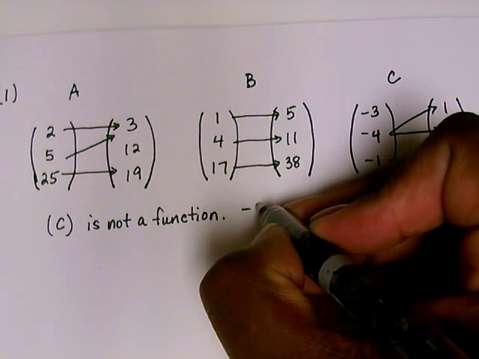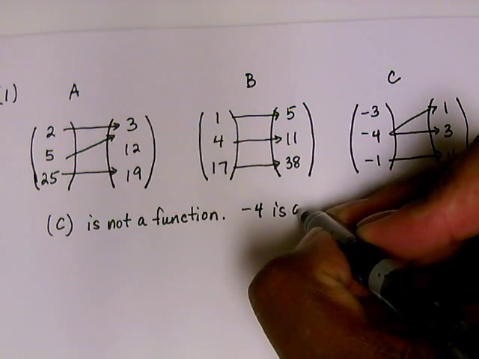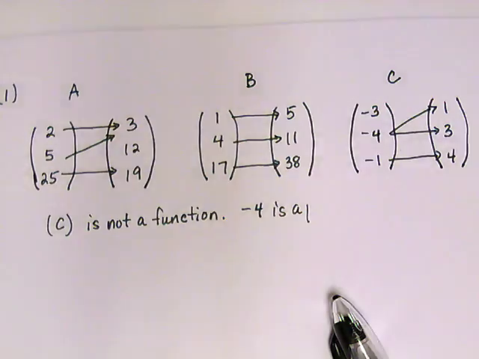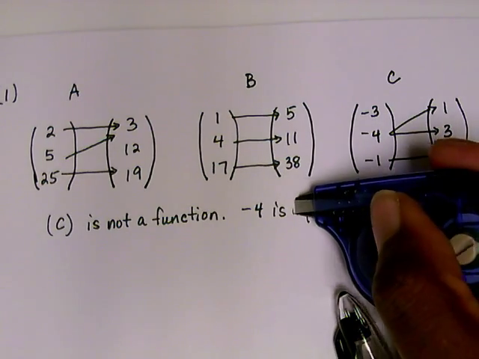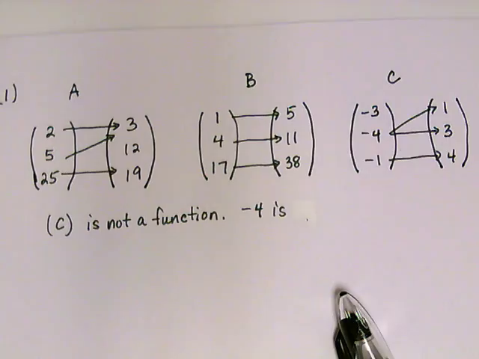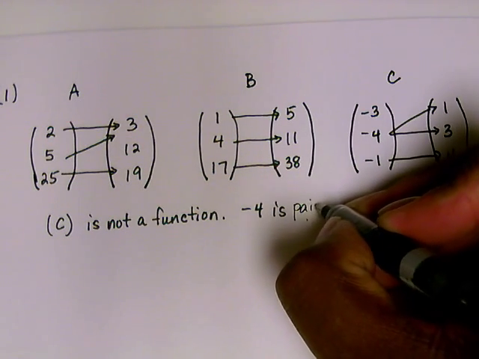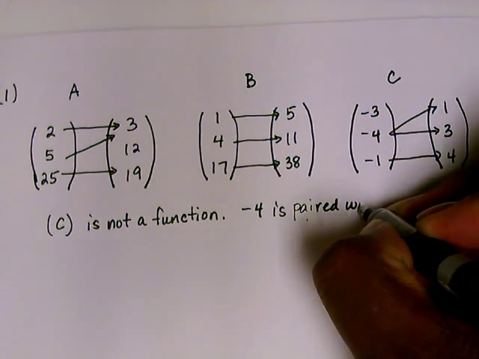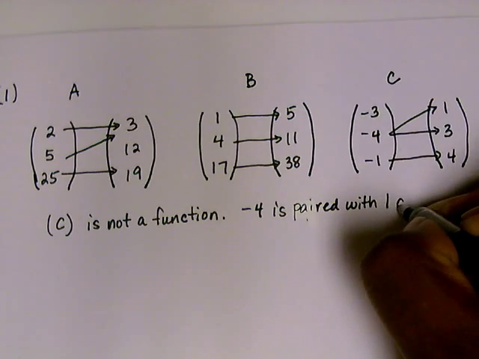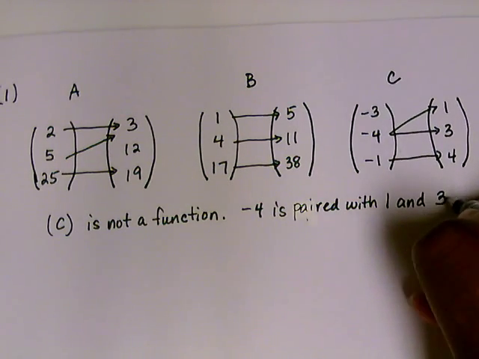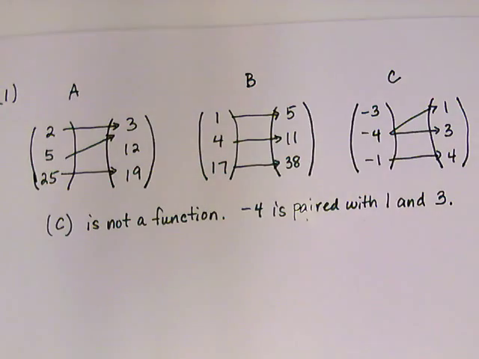That's because negative 4 is paired with 1 and with 3. So, mapping C would not be a function.